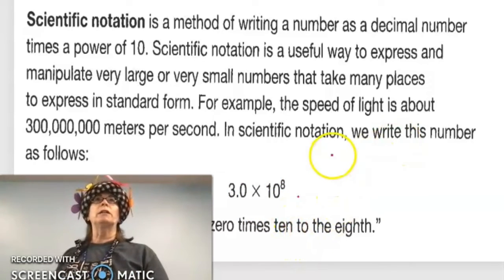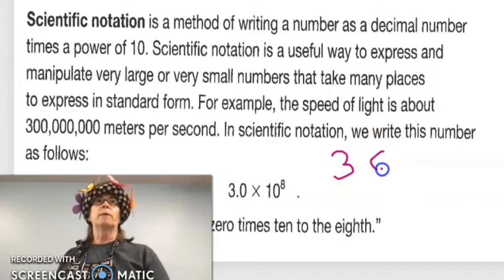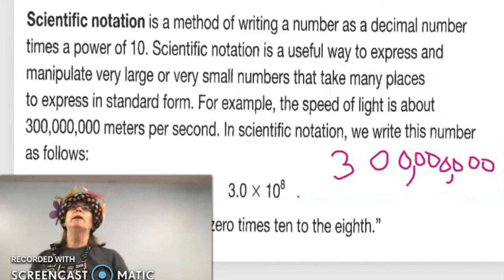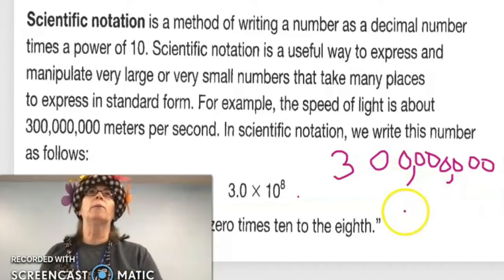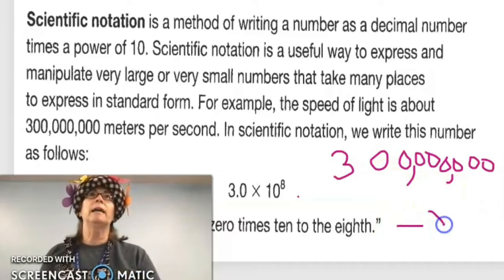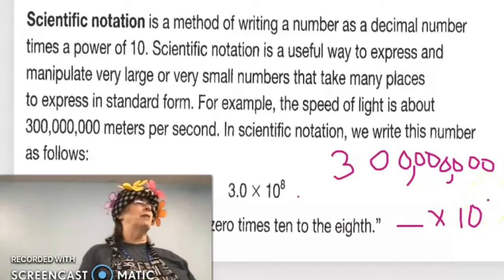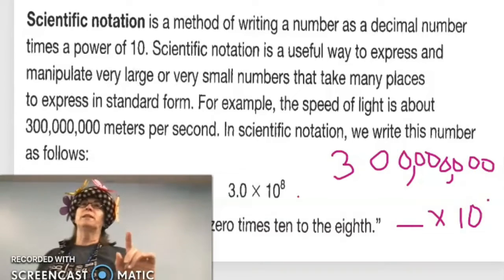Now, this is what we're doing. Watch carefully. I'm going to do this one for you. 300, and then zeros. How many zeros? 1, 2, 3, 4, 5, 6, 7, 8. Okay. Now, look. When we're doing scientific notation, we're always going to have a number times 10 to the something. Now, the something up here, this exponent, will always be the number of places that we have to move the decimal.